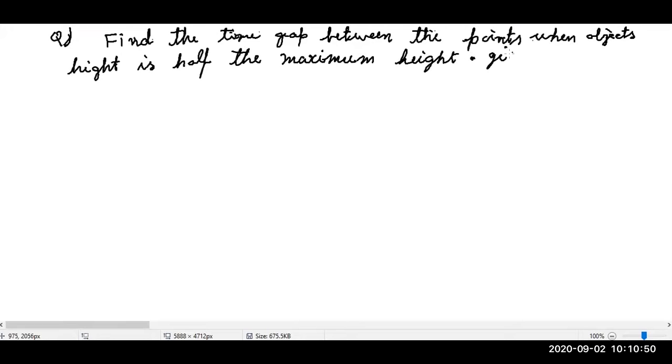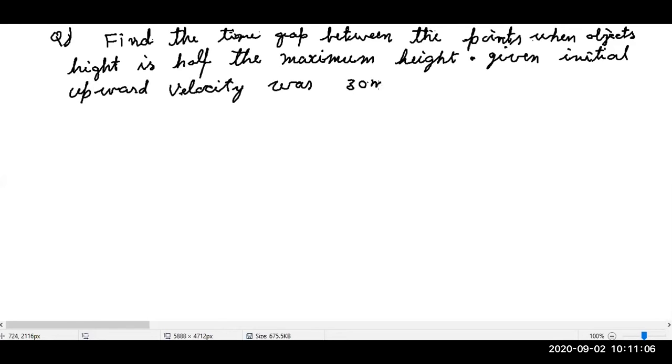Given initial upward velocity was 30 meter per second. So this was given in the question. Initial upward velocity is 30 meter per second, and we have to find the time gap between the half of the maximum height. So first let us draw what will happen.